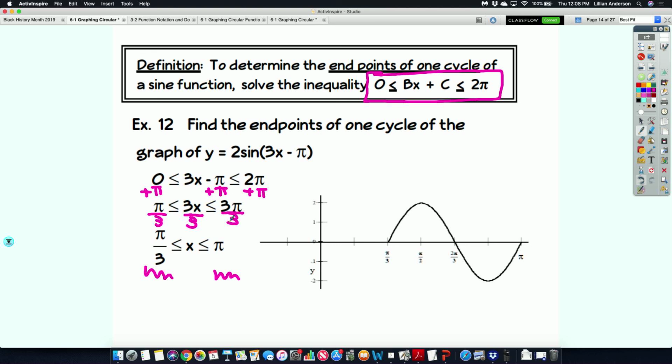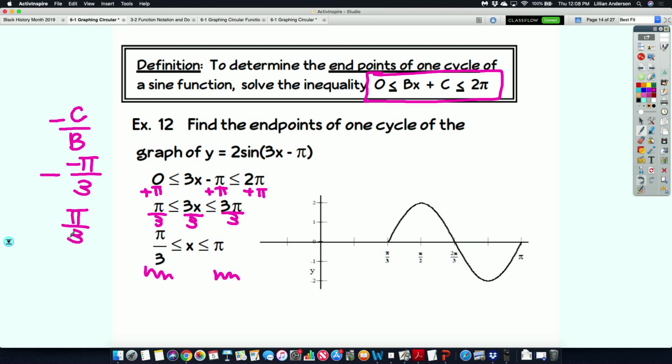What's the formula for phase shift? What's C? Negative pi. What's B? A negative make a positive. So it was shifted to the right pi over 3 units. It was horizontally stretched by a factor of 1/3. So the graph should start at pi over 3 and end at pi. If you were to do the table, this would be your first value and your last value of the table.